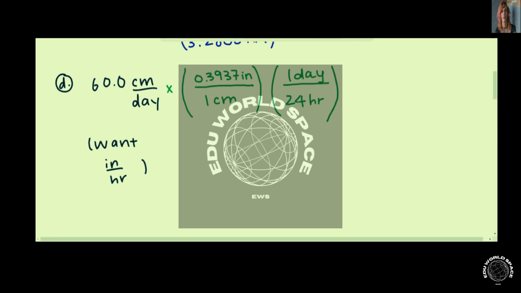Okay, and so for this one, we have centimeters and centimeters, days and days cancel, and if we multiply this out, we get 0.98 inches per hour, which is about equal to 1.0 inches per hour. Inches, and we have hours.